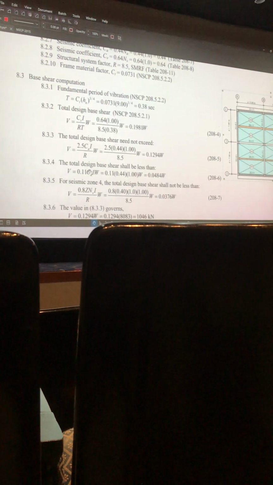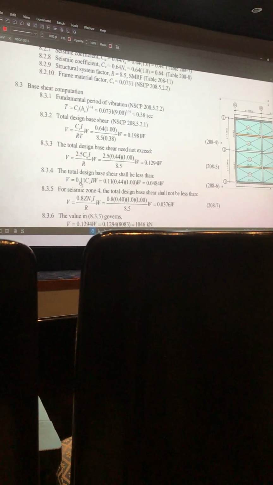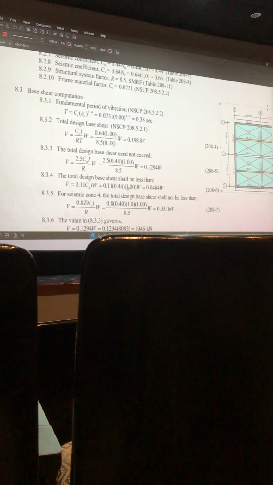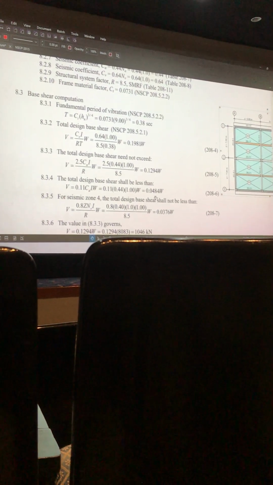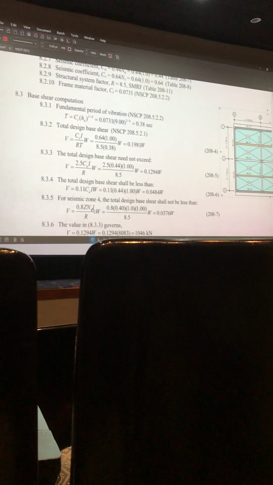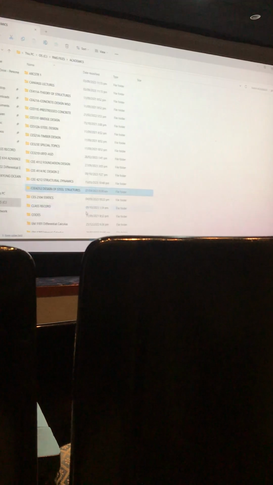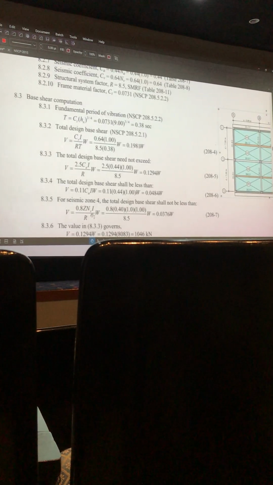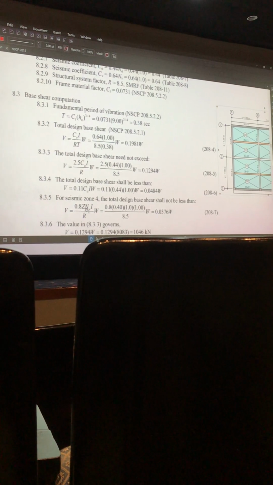Then we have here the minimum, 0.11 CAI W, using the values of CA and I. Then we get 0.0484. An additional equation to be checked for buildings within seismic zone 4 is 0.8 Z NV I over R. Again, we have Z, NV, I, and R. So please compute this.